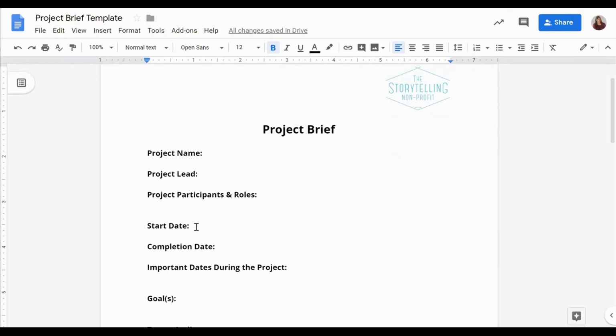So next in my brief, I like to add in the start date and completion date. This is just helpful for overall project planning and project management because, of course, you're probably not just working on this one thing. You've got other things on your plate.